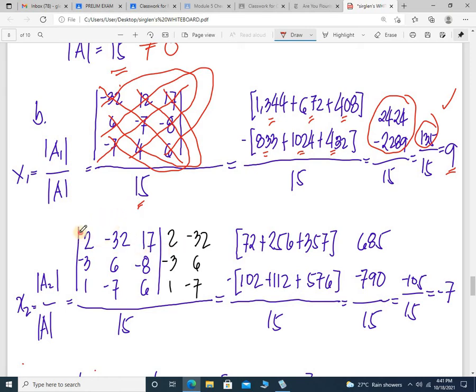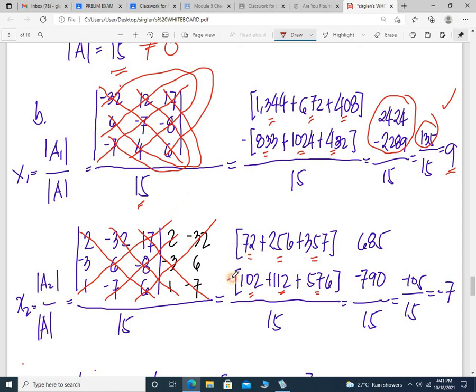So I have 2 times 6 times 6, that is 72. Negative 32 times negative 8 times 1, that is positive 256. 17 times negative 3 times negative 7, that's positive 357. 1 times 6 times 17, that is 102. Negative 7 times negative 8 times 2 is 112. And 6 times 3 times 32. The result should be positive because 3 is negative and 32 is negative. So my first grouping came from the diagonal going down, and my second grouping is from the diagonal going up.